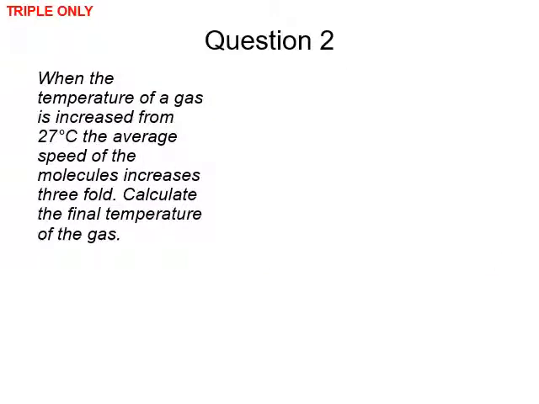Question 2. When the temperature of a gas is increased from 27 degrees Celsius, the average speed of the molecules increases 3 times. Calculate the final temperature of the gas. Again, pause the video and see if you can work that out.